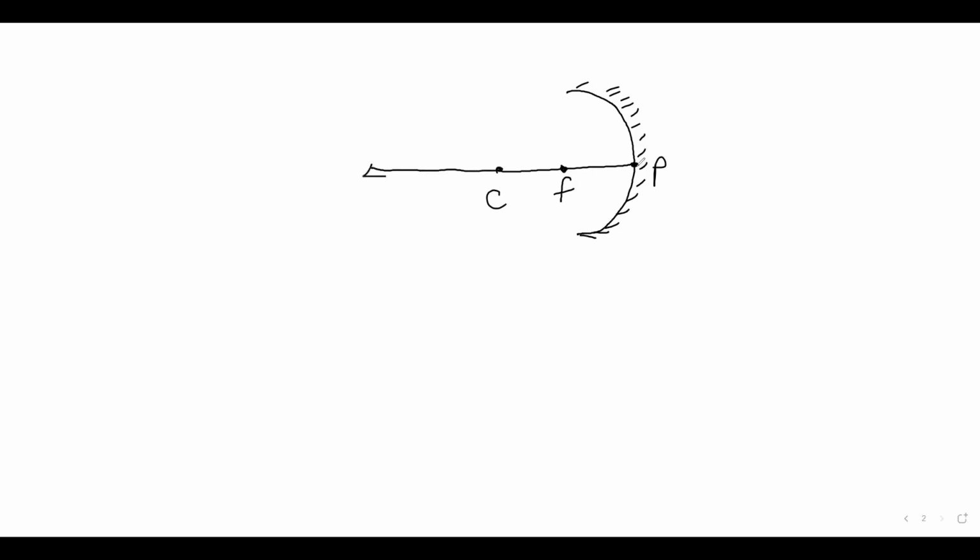This is principal axis. Now, can you tell if the focal length is 5 centimeter, what is radius of curvature? 10 centimeter. Yes, it's as simple as that. Double it. So you will get radius of curvature on multiplying 2 with the focal length. Double of focal length is radius of curvature.